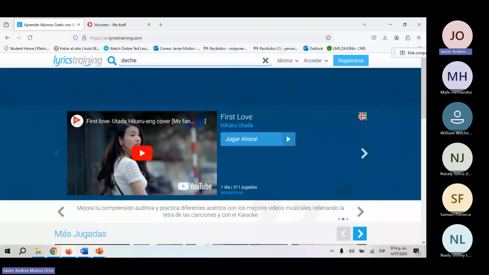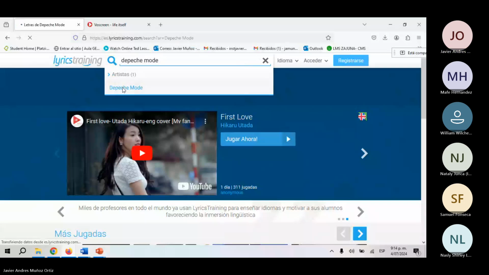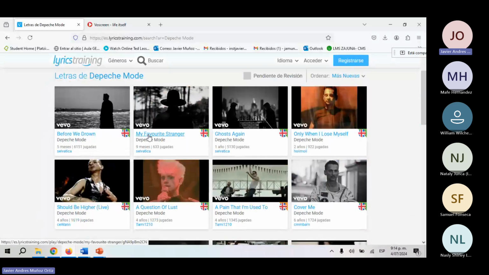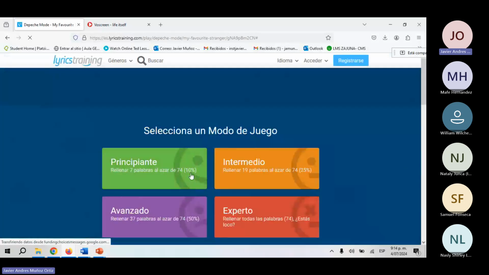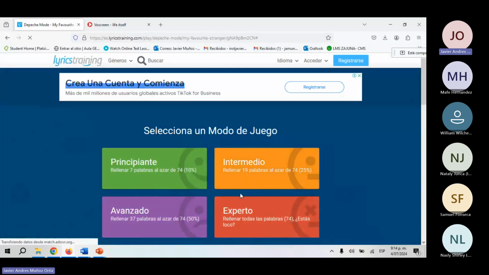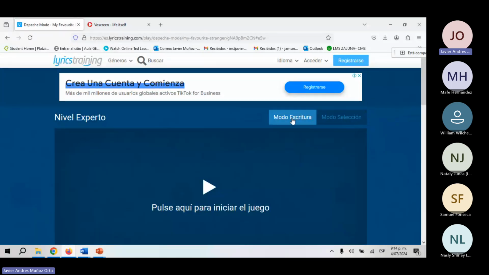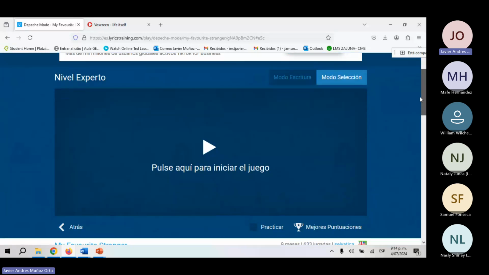I'm going to find someone for me because I don't know what you want. So I'm going to look for a song. And I'm going to choose, I don't know, my favorite, Some Perfect Stranger. Here you have 4 possibilities to choose: beginner, intermediate, advanced, expert. So I'm going to choose expert just because. And you can choose a writing mode, so you need to be fast typing, or selection mode. This is a little easier for me.